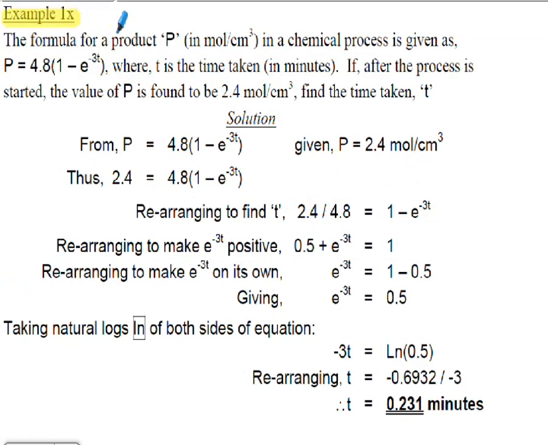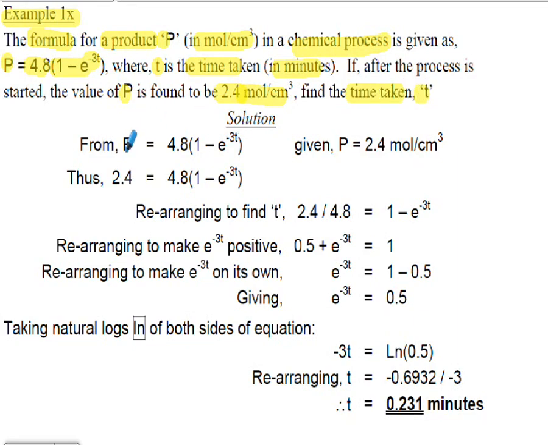Example 1x. In this example, we're going to rearrange an equation to make a variable the subject, and we'll be using natural logarithms as we go through the process. The formula for a product P, moles per centimetre cubed, in a chemical process is given by P is equal to 4.8 times (1 take away e to the minus 3t), where t is the time taken in minutes. If after the process is started the value of P is found to be 2.4 moles per centimetre cubed, we've got to find the time taken, little t.